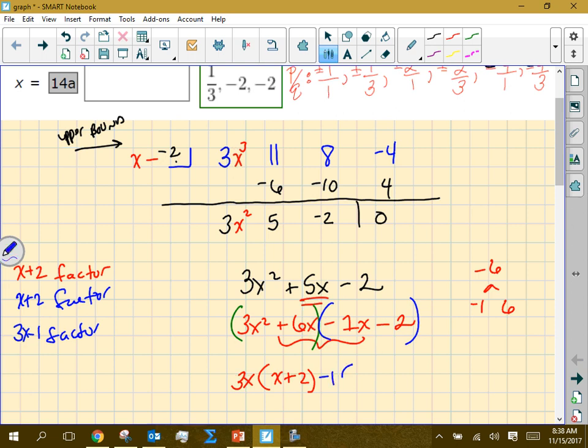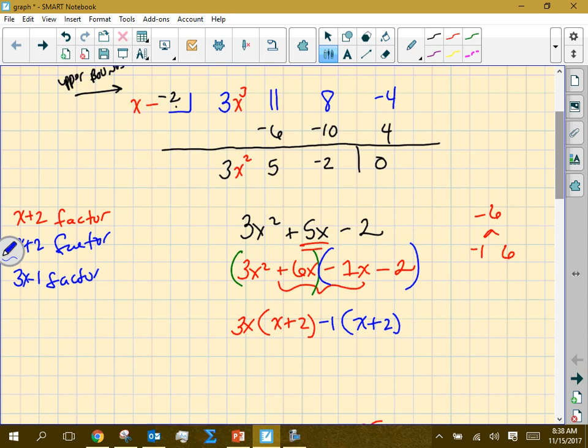Negative 1. And that leaves me with x plus 2. So then you see the 3x minus 1 show up, and you see that additional x plus 2 show up from that quadratic factor. Does that make sense? Okay.